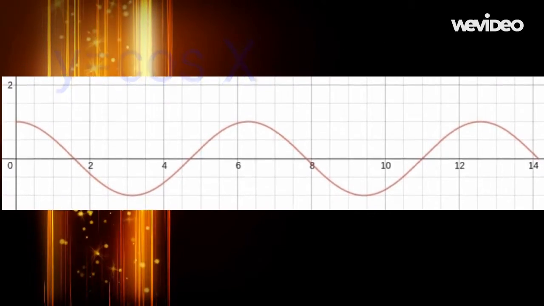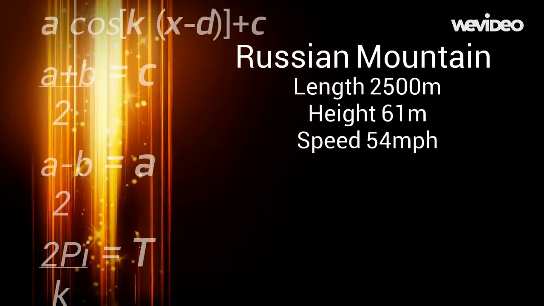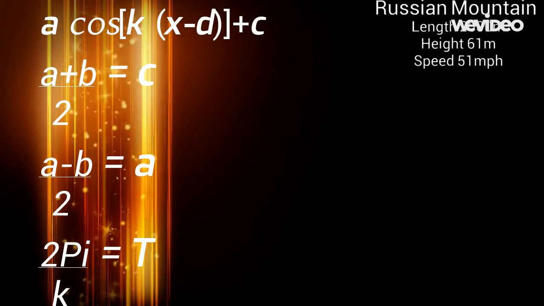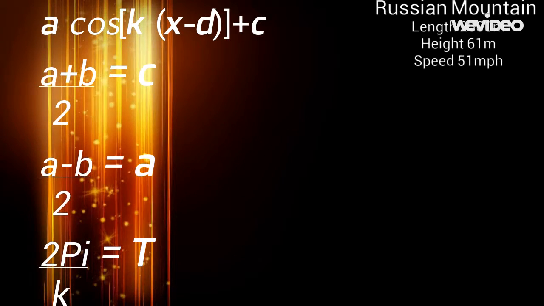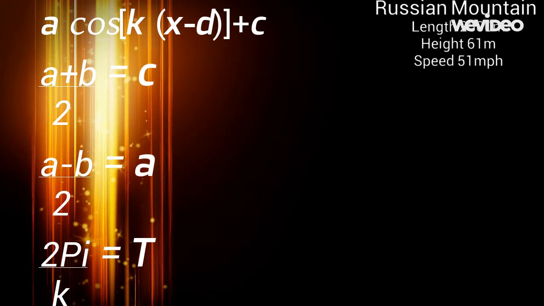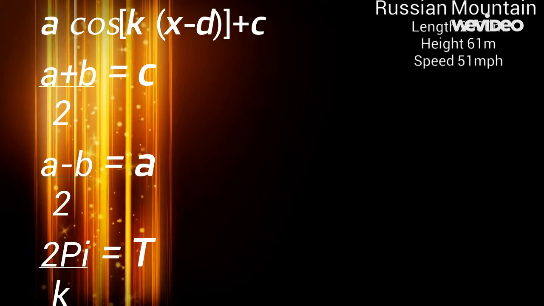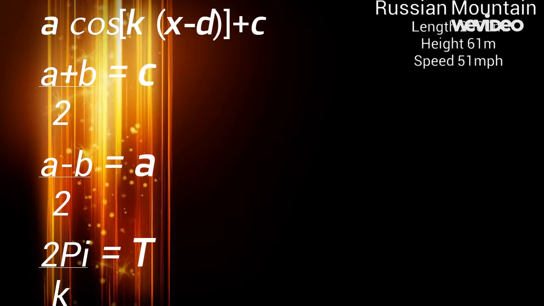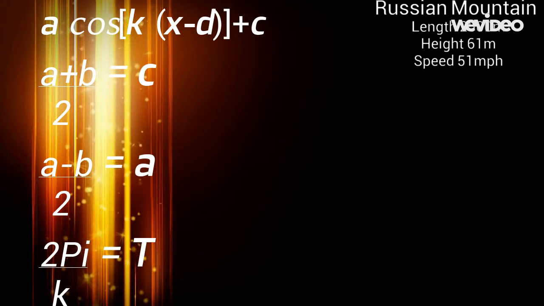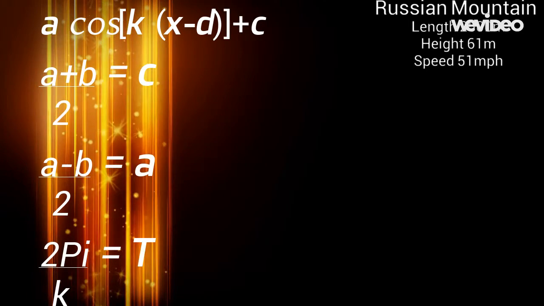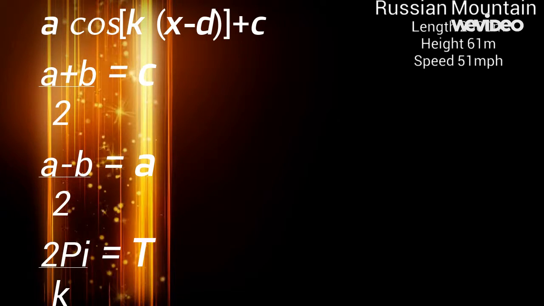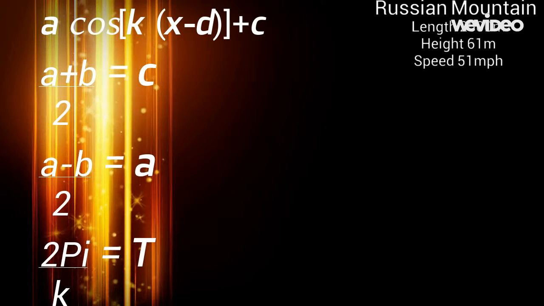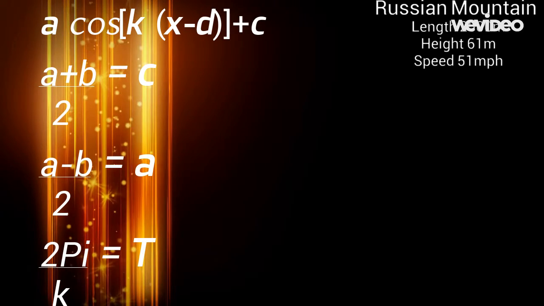Let's look at the general formula of the cosine function. The A, k, d, c values you see on the screen are all transformations of cosine x. And these transformations can be calculated using the following formulas. A being the maximum height and B being the minimum height. The sum of these values divided by 2 gives us the c value, which is the line of rest, and it's responsible for the vertical shift of a graph.